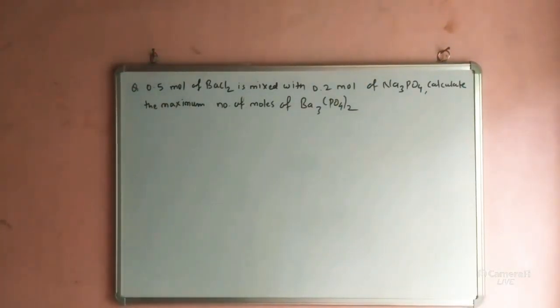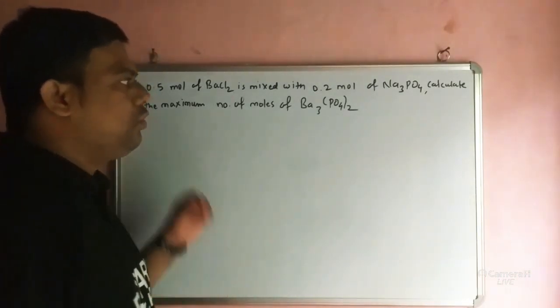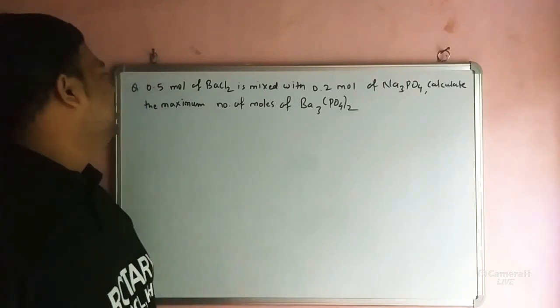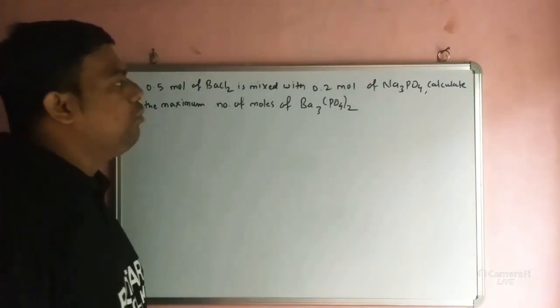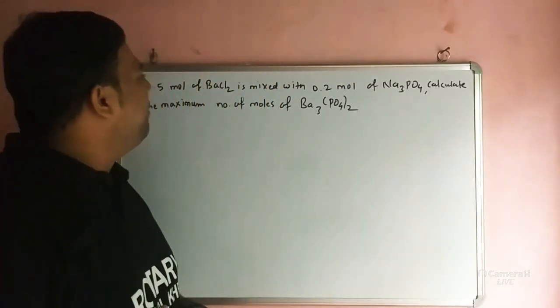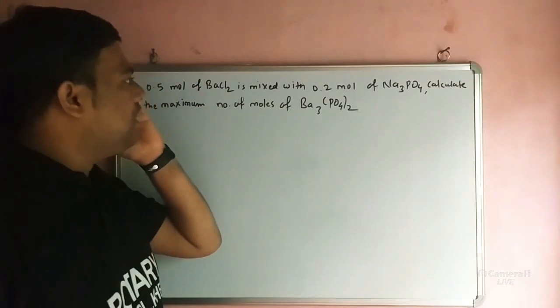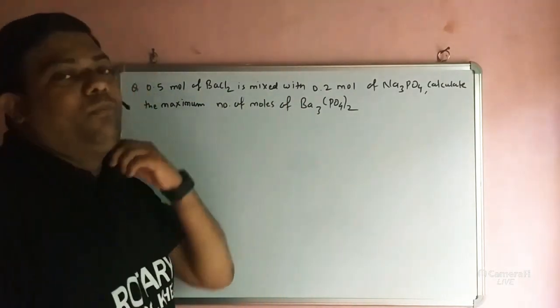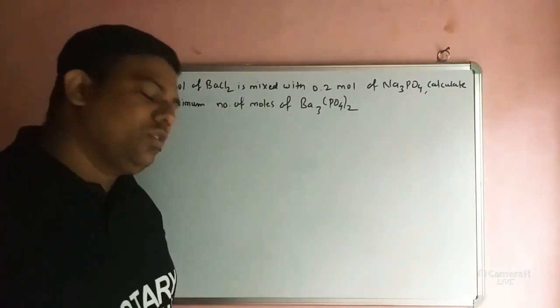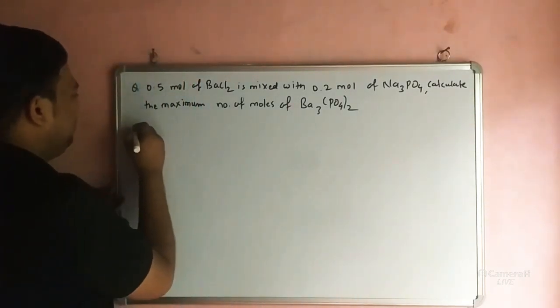So see here, 0.5 mole of BaCl2 is mixed with 0.2 mole of Na3PO4. Then calculate the maximum number of moles of barium phosphate. So here, beta, you have to write the reaction. Thereafter you will get the product easily. So see here, we will write our reaction.